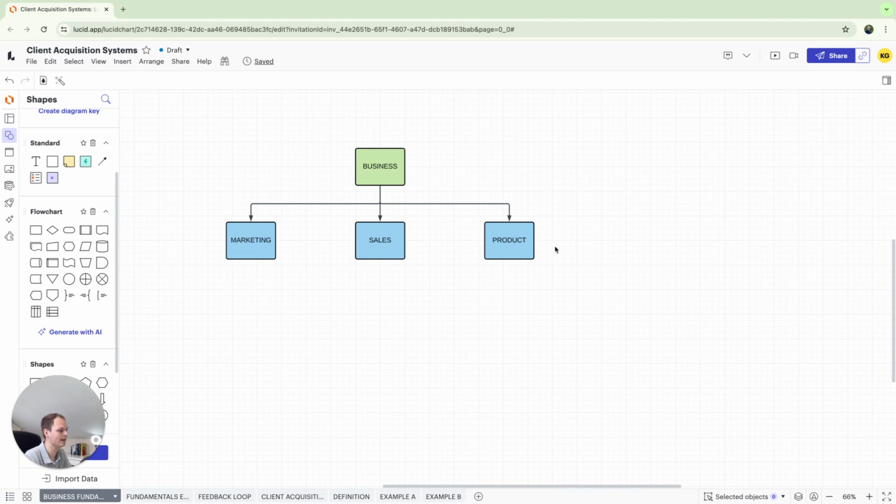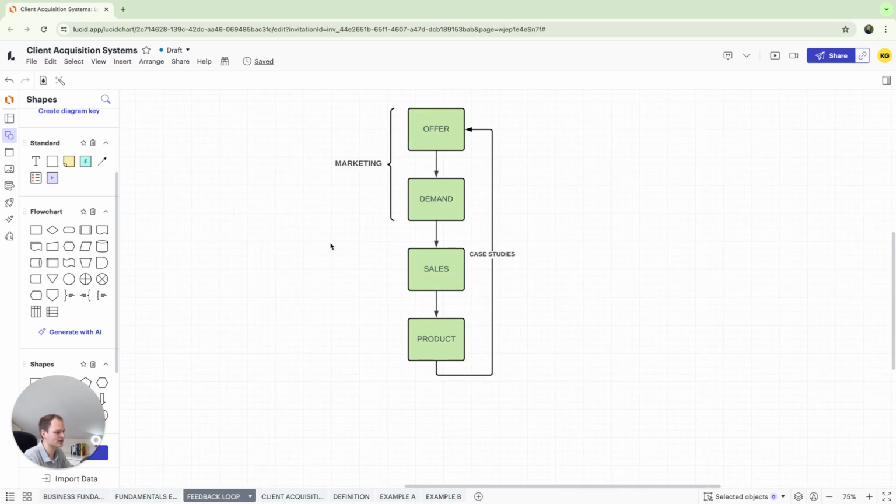And then we have product, which is where our product or service now has to deliver the desired transformation that we promised or conveyed on the sales call. This should solve the customer's problem that we outlined in both our marketing and our sales.